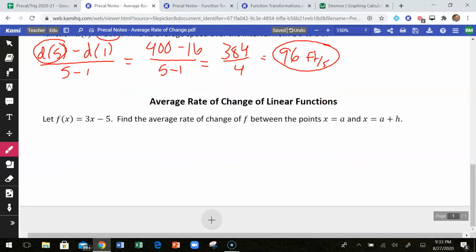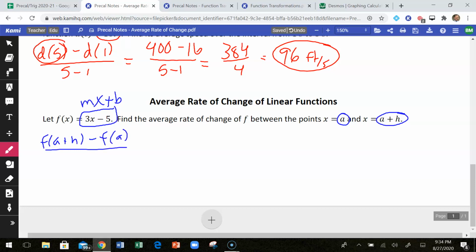Okay. This last one talks about the average rate of change of specifically linear functions. So if I have a line, this is mx plus b. If I have a line and I want to find the average rate of change, I'm going to do this without using numbers. So I'm going to go between two x values, and those x values are a and a plus h. So what I'm essentially doing here is f of a plus h minus f of a, and I'm going to divide by the difference in those x values, which would be a plus h minus a.